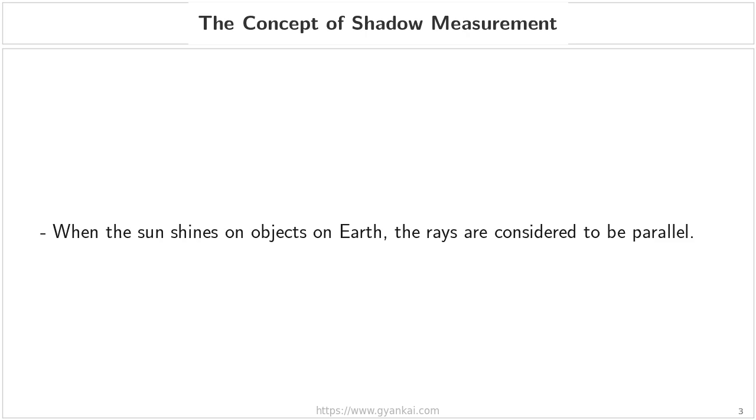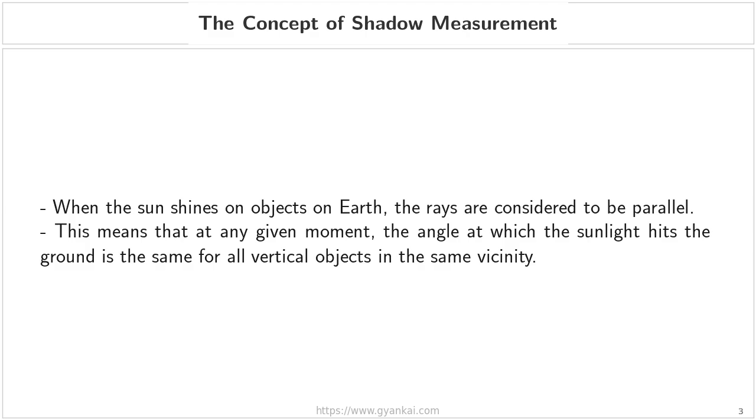On a large scale, when the sun shines on objects here on Earth, we consider the sun's rays to be parallel to one another. What does this actually mean for our geometry problem? It means that at any specific moment in time, the angle at which those sunlight rays hit the ground is exactly the same for every vertical object in the same area. Whether it's a tiny stick or a massive lamppost, the angle of the sun remains constant. This is the secret ingredient that allows us to claim that the angles in our two different triangles are equal, which, as we will see in the next slide, is the key to using the angle-angle similarity criterion.